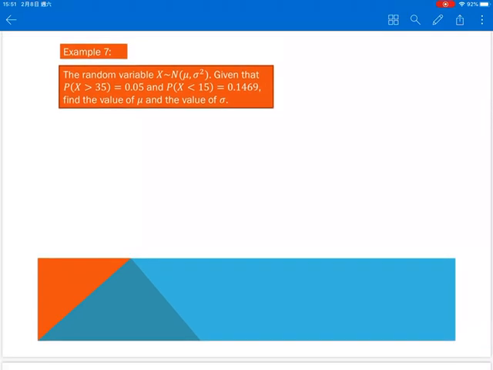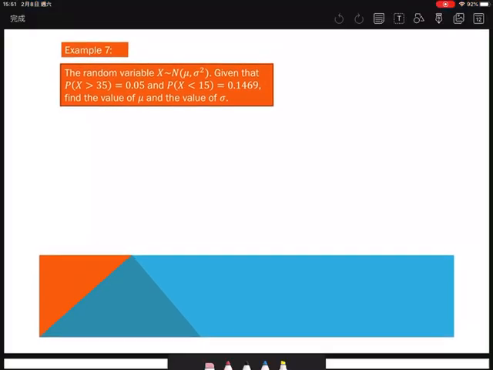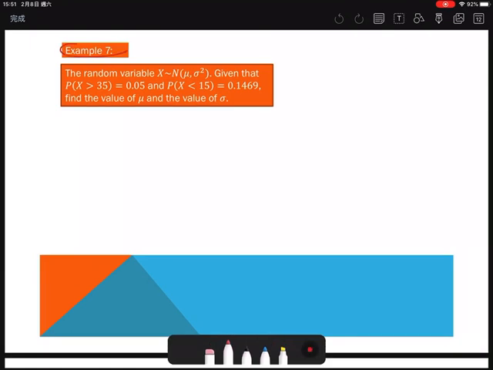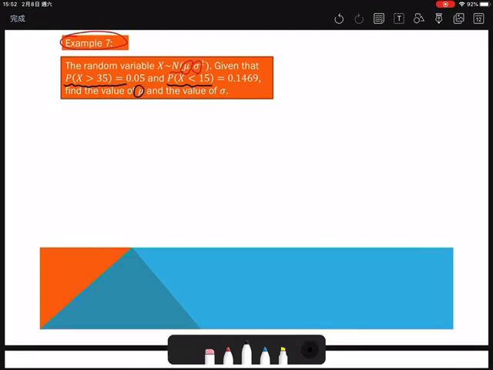And let's continue to talk about example 7. The random variable x is normally distributed with mean mu and standard deviation sigma, and given that the probability when x is greater than 55 is 0.05, and the probability when x is smaller than 15 is 0.1469. So find the value of mu and the value of sigma.